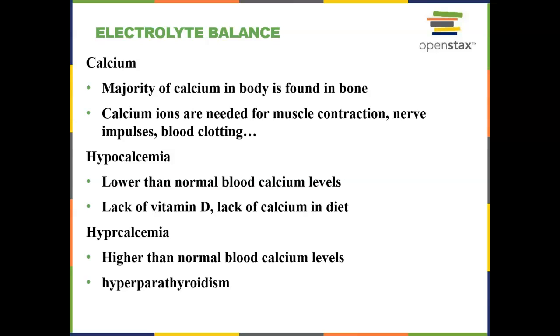Calcium ions are needed for muscle contractions, for nerve impulses, and for blood clotting. Hypocalcemia is lower than normal blood calcium levels. Hypercalcemia is higher than normal blood calcium levels. Typical reasons for hypocalcemia: lack of calcium in the diet, lack of vitamin D. Hypercalcemia, which is not as common, would be possibly associated with hyperparathyroidism, where your parathyroid gland is producing too much parathyroid hormone, which stimulates calcium release from the bones.